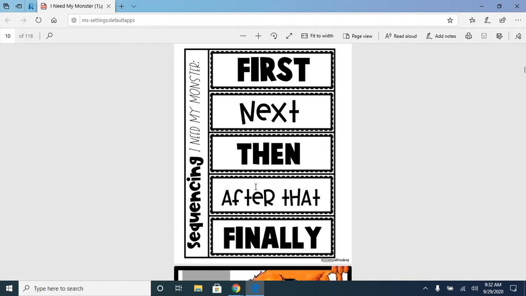Okay, so you may see sheets kind of like this: first, next, then, after that, and finally. This is how you would retell a story. This is also connected to making a summary. You want to make sure that you put the things in the correct order.